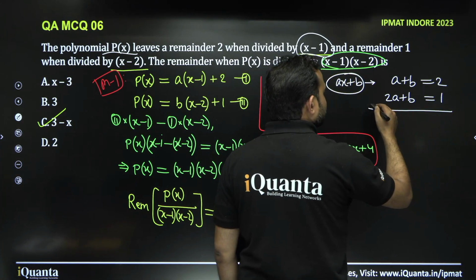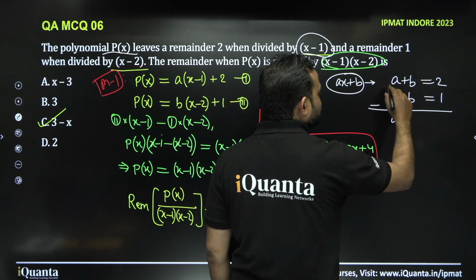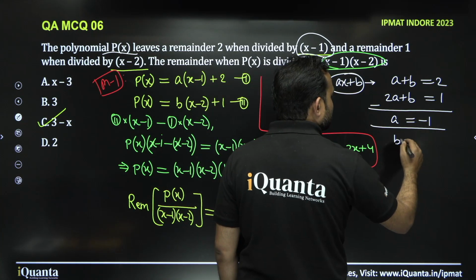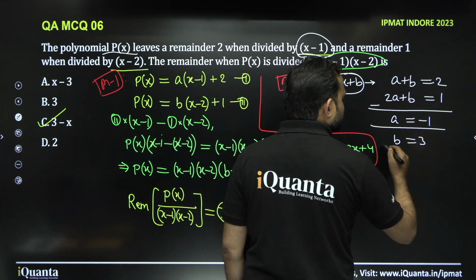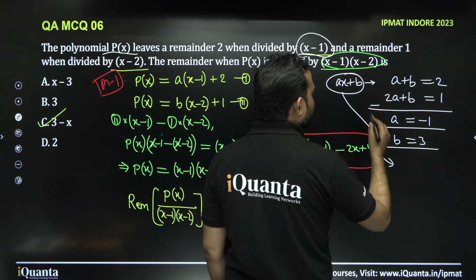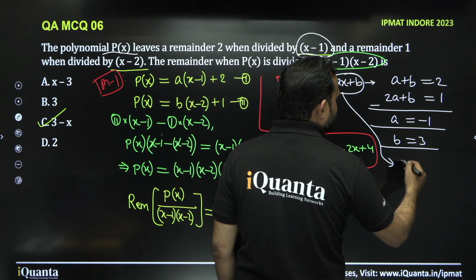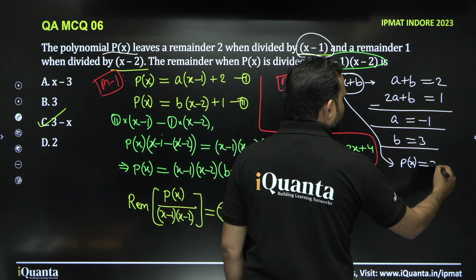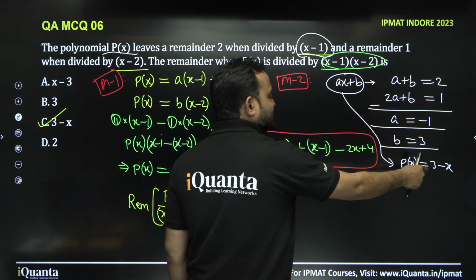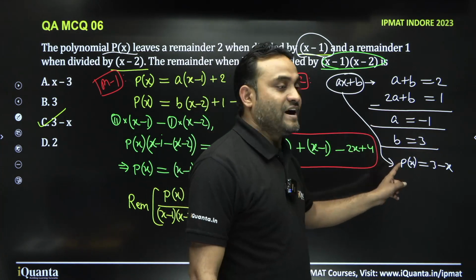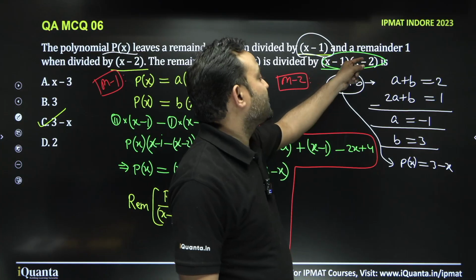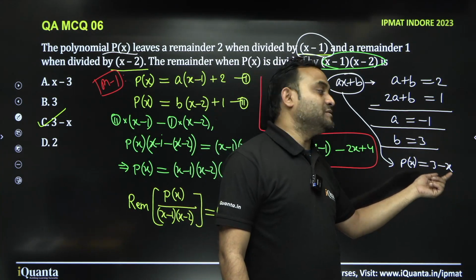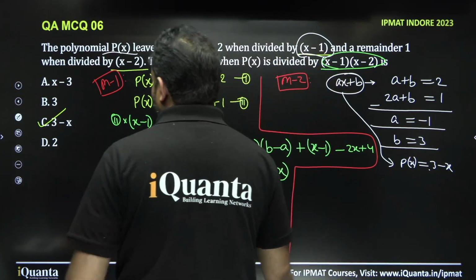Now if I am solving this, b will be cancelled out. 2a minus a is equal to a, which will be equal to minus 1. So a is equal to minus 1, b is equal to 3. Now if you put these values here, this is our px, so we get px is equal to 3 minus x. Now if you divide this by x minus 1 into x minus 2, which is of higher degree than this, then our remainder will be the same as it is, which is 3 minus x. So we got the same answer.